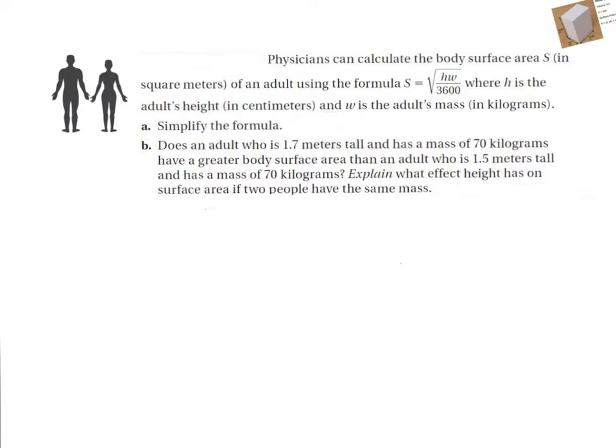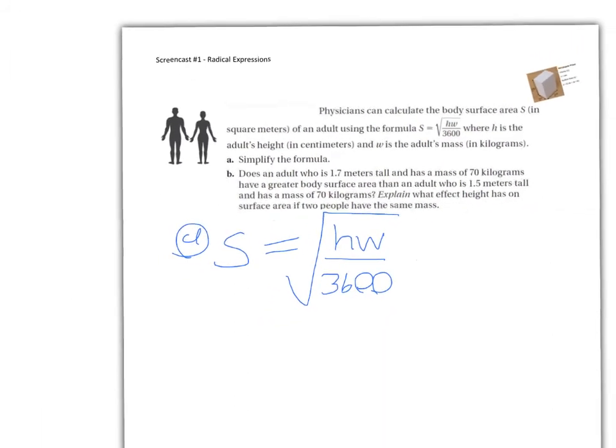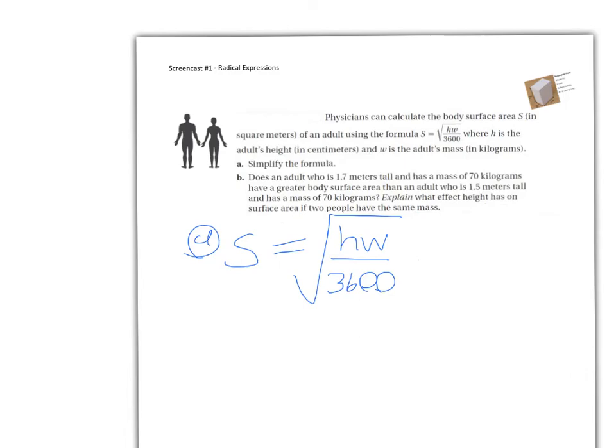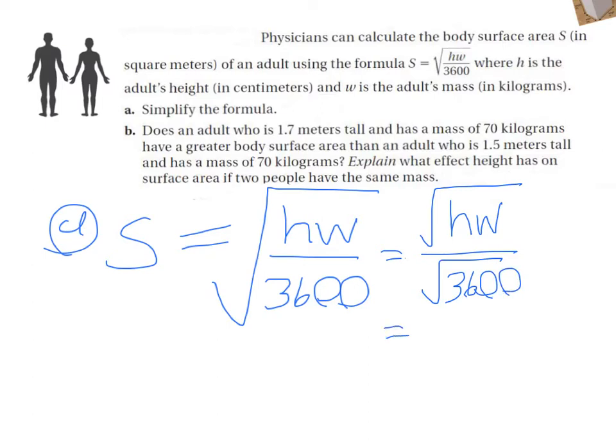Alright, so it's always good to rewrite the formula every single time you need to work with it. So let's do that. So here we go. Part A. We have S is equal to the square root of hw divided by 3600. Alright, now we know how to simplify that quite well, in fact. We've actually been working on that a lot. Remember to use the quotient property of square roots. We know this is going to split up into the square root of h times w divided by the square root of 3600. So now each have their own square root signs.